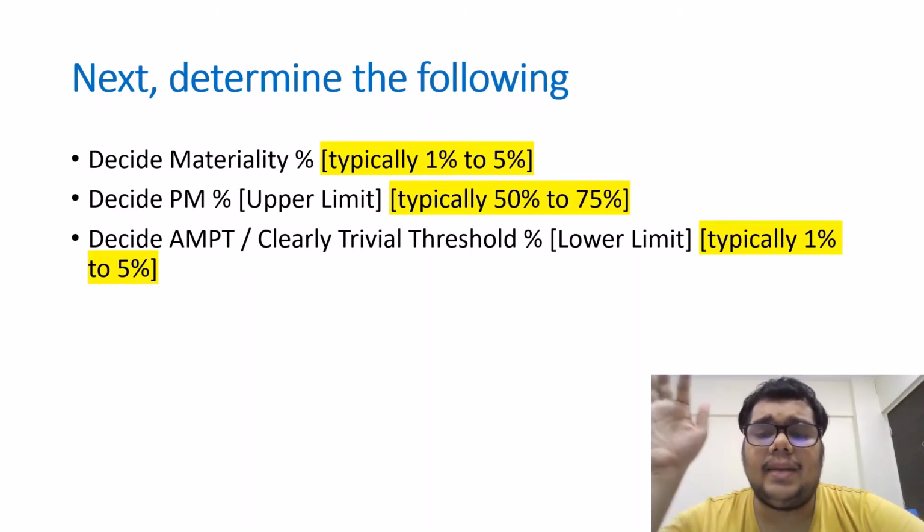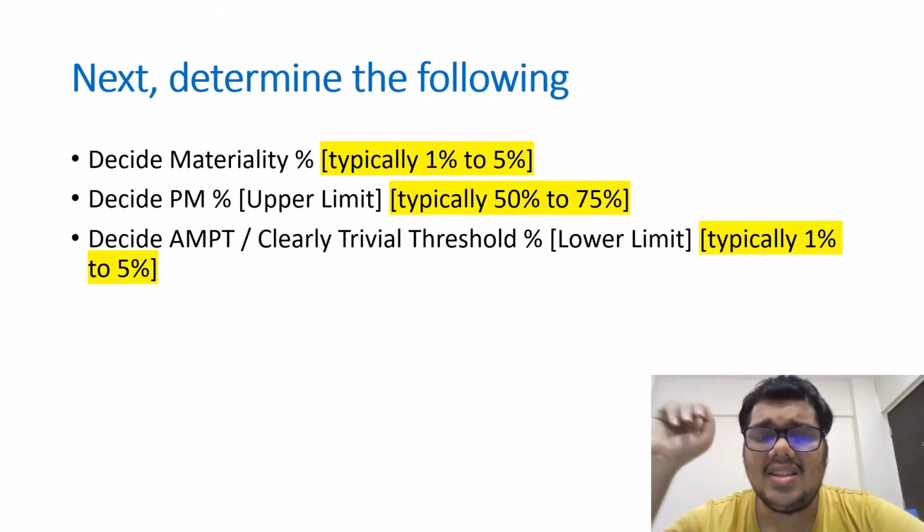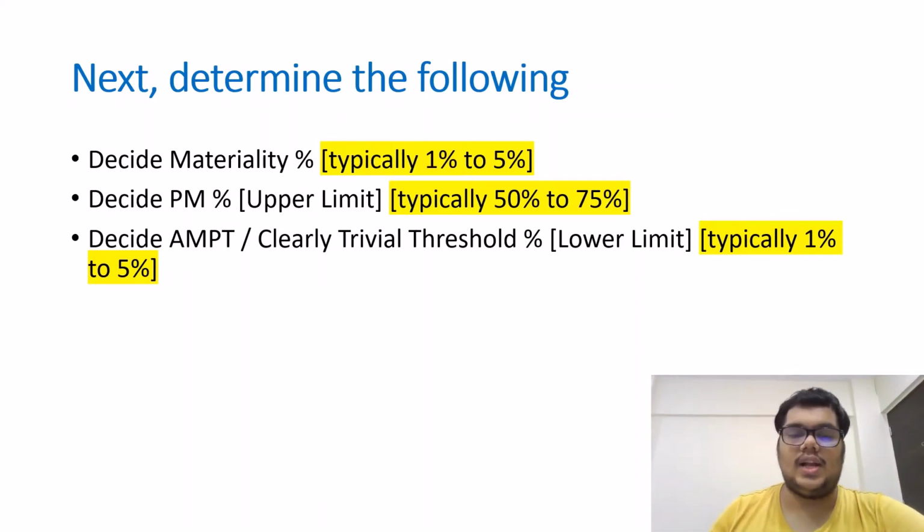Anything below AMPT is clearly trivial. You can just ignore it. If you find a misstatement that is below AMPT, you can clearly ignore it. Let us try to understand the difference between materiality and PM, but we will understand this in the next slide with the help of an example. So let's see the example now.